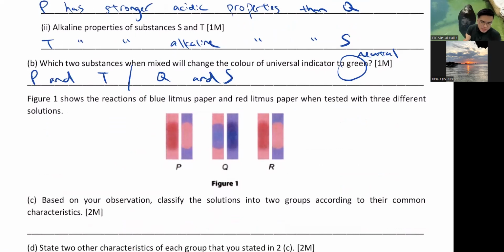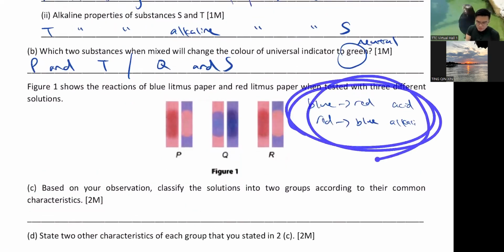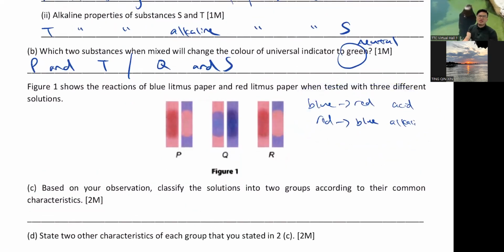Okay, before we begin, write down: blue to red is acid. Always make it a habit to write down what you know first, if not, later you'll get confused. Okay, red to blue is alkaline. Right, this is what you learned in primary school. Okay, you memorized this in Standard 4, I think.